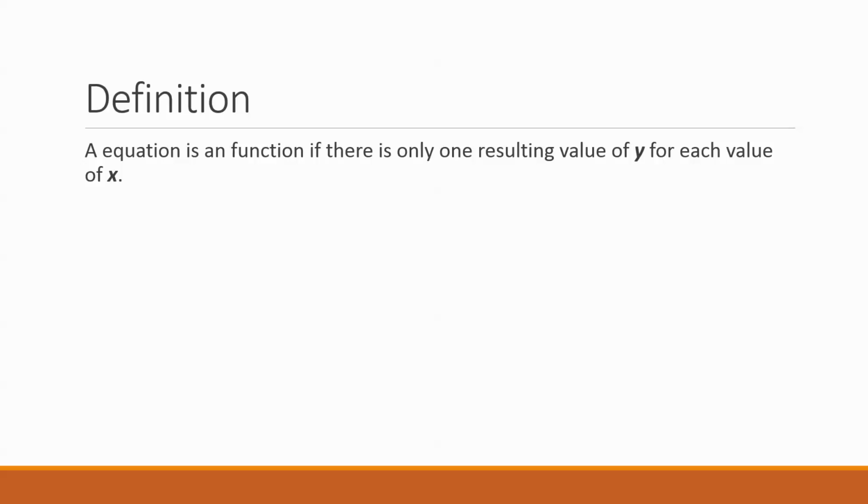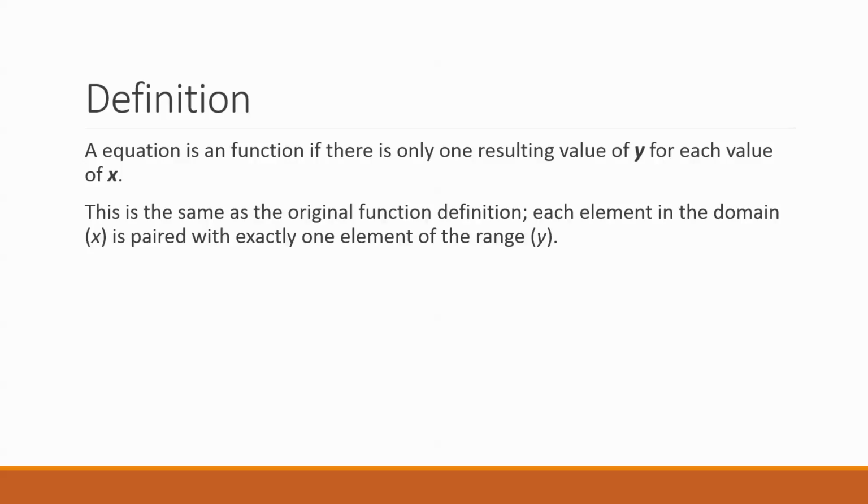All right, so first of all, let's look at a few definitions. An equation is a function if there is only one resulting y value for each x value. This is pretty similar to the definition of a function where we said that each element in our domain is paired with exactly one element in the range. So for each x value it gives us only one y value.